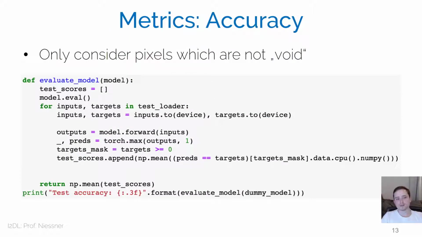Similarly, we also have this problem when we compute the accuracy metric. So we want to mask the image only where we know the labels, and that's how we compute the accuracy.